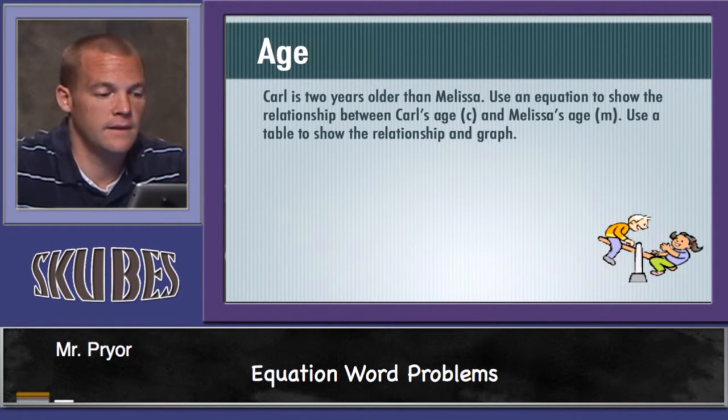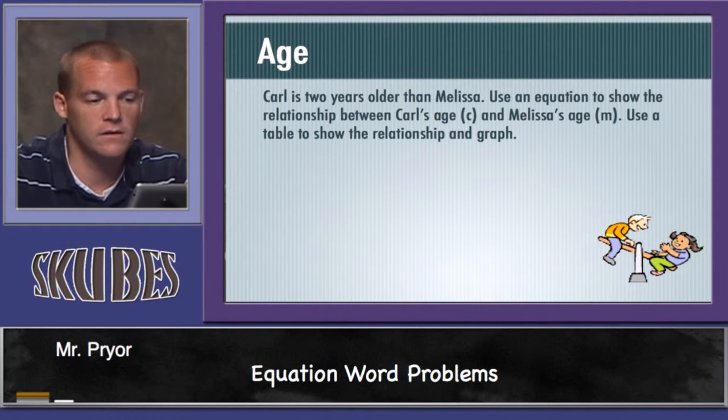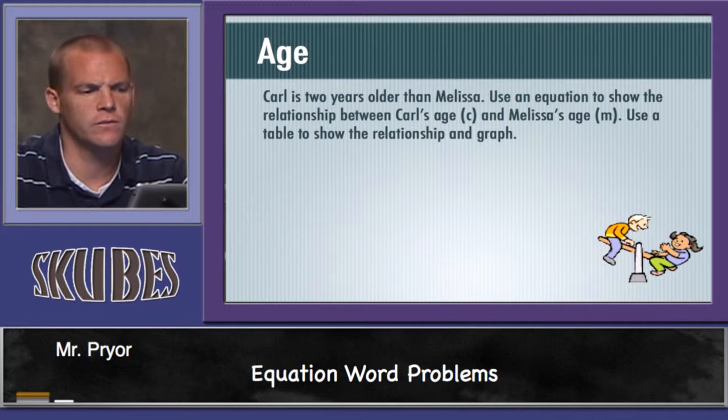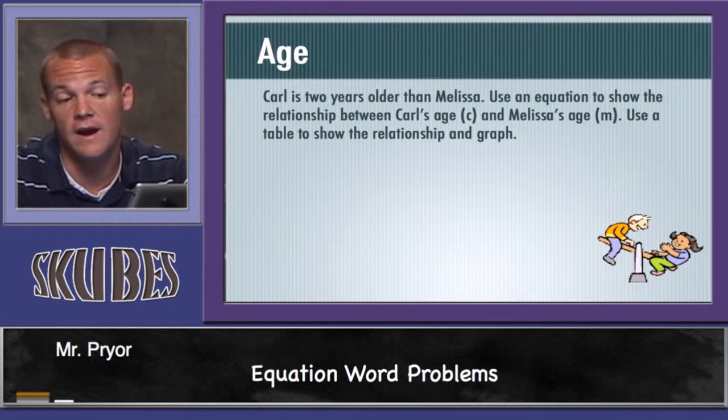All right. And the last one here, this one is really just asking us to set up the situation. They're not giving us their actual ages. So as we read the problem, it says Carl is 2 years older than Melissa. It says use an equation to show the relationship between Carl's age C and Melissa's age M. Use a table to show the relationship and then graph.